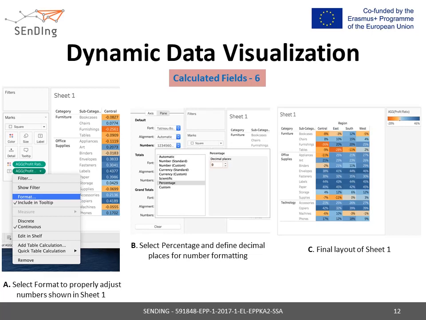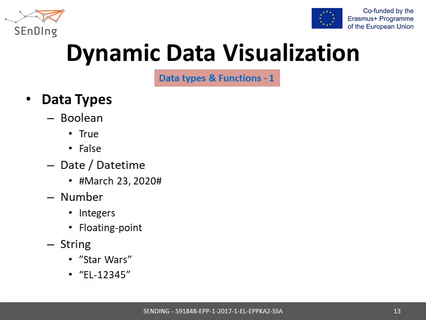Finally, we can adjust the numbers shown in sheet 1 by right-clicking the profit ratio calculated field and selecting format as shown in figure A in this slide. By selecting percentage from the numbers list and defining the decimal places to 0, as depicted in figure B, the final layout of sheet 1 is formulated as presented in figure C. Finally, we are going to discuss the data types and functions that are currently supported by Tableau Public.